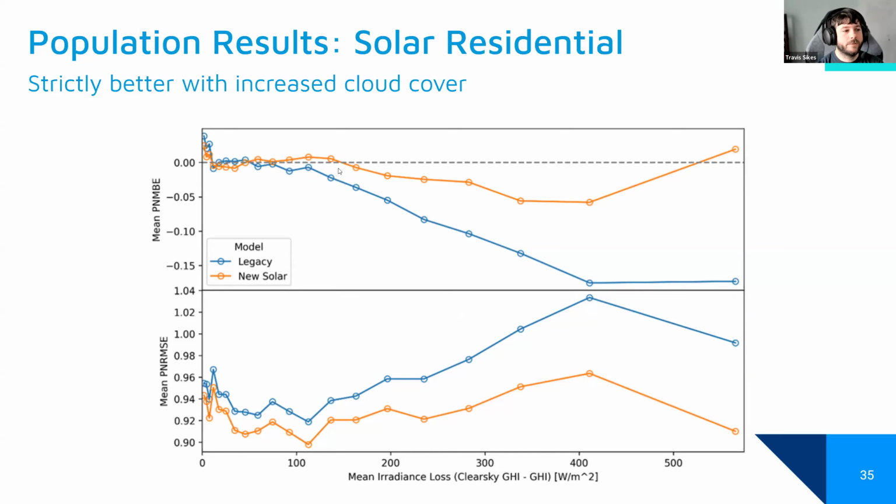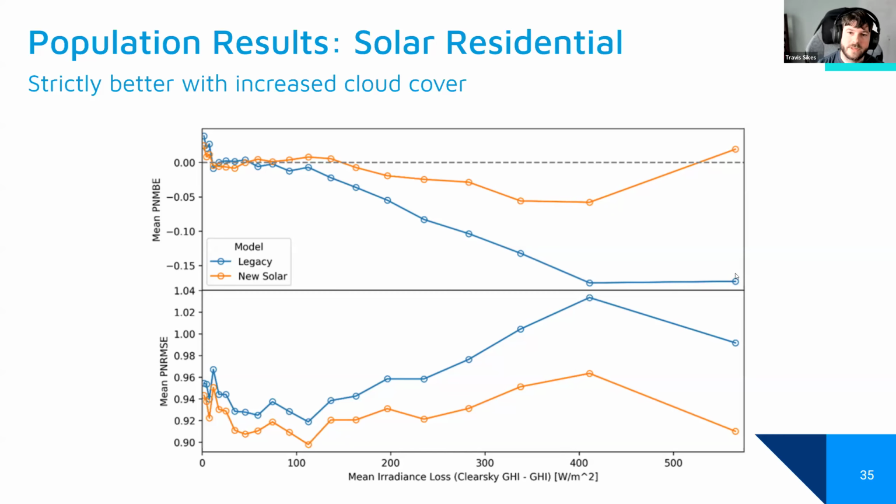And basically, for PNMBE, the goal is to be as close to zero as possible. And you can see that for the new solar model, which is the orange, we're doing significantly better in terms of bias than we were with the legacy model, particularly as you get to cloudier and cloudier days.